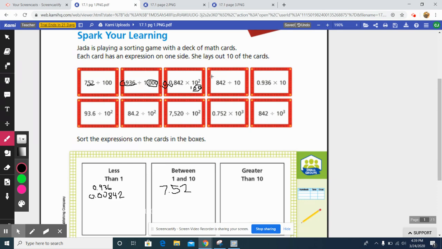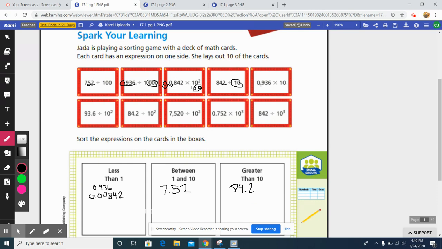All right, next one. Oh, what do we think? How many times are we going to move our decimal to the left? 1 time. So what do we get? 84, whoops, and 2 tenths. Good.